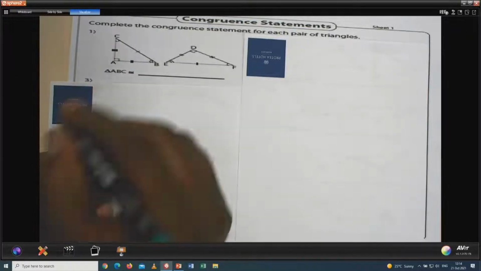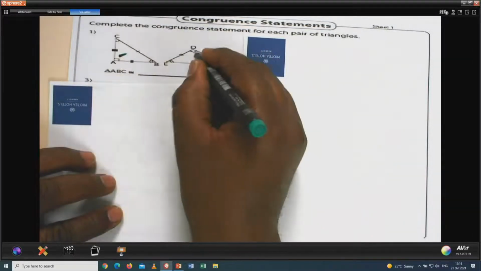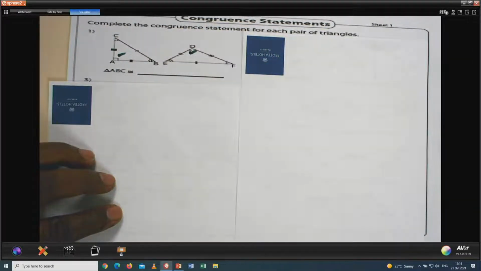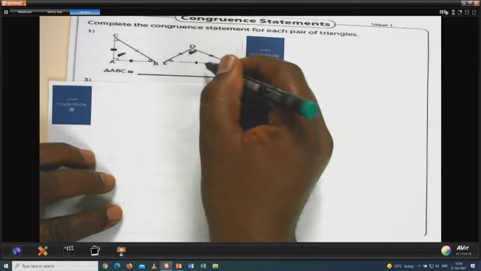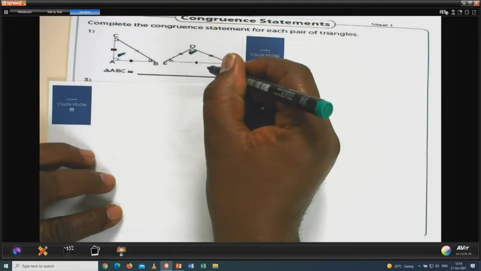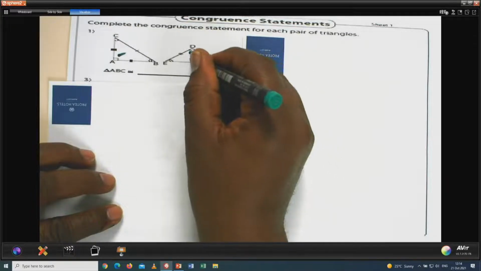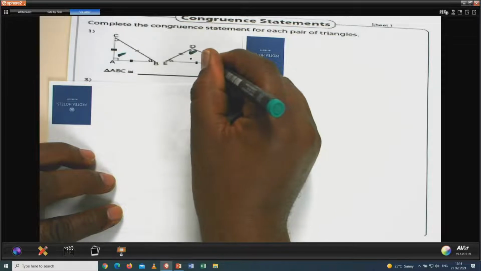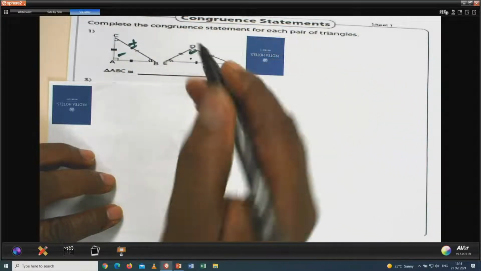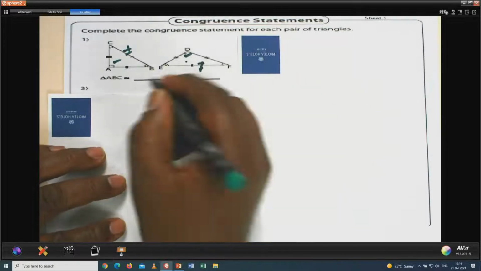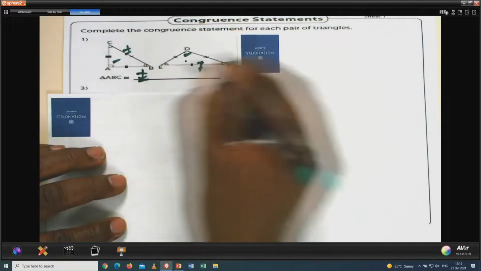What do we have? 90 degrees. What do you also have? Is the hypotenuse equal? No. Hypotenuse is not equal. Not equal. Therefore, already it tells you it's not congruent. Right. That's the first one. Let's go to the second one.